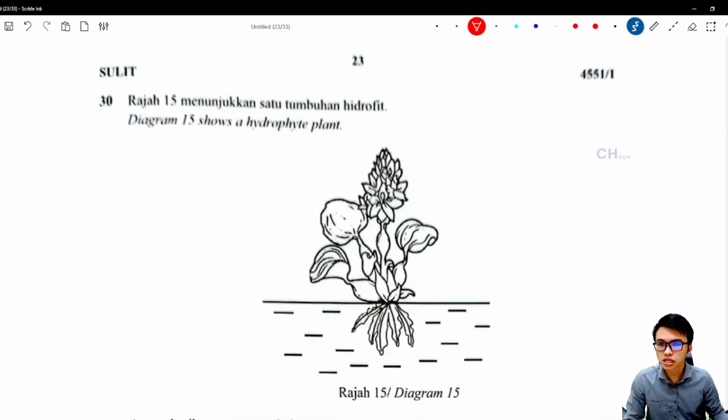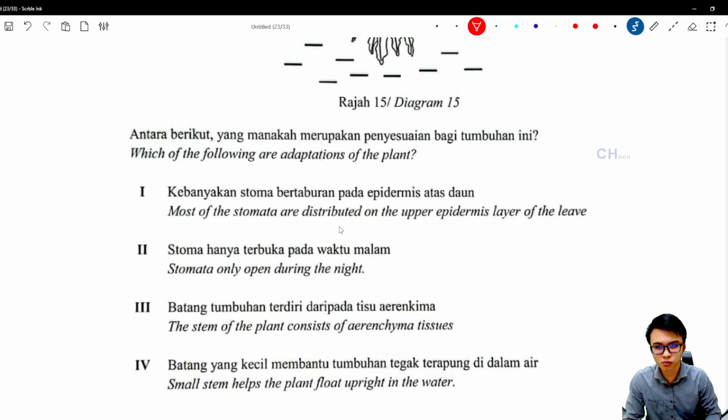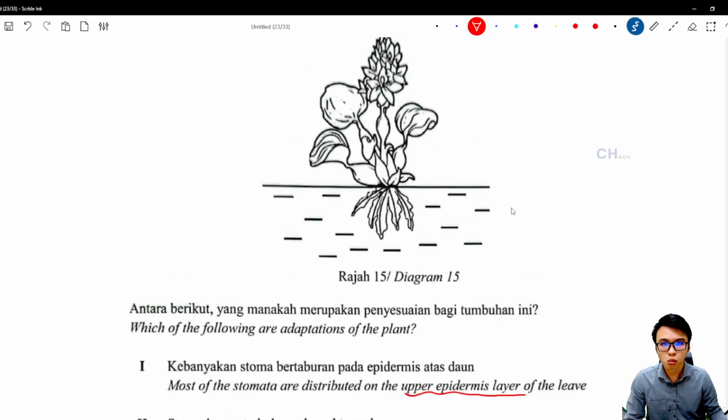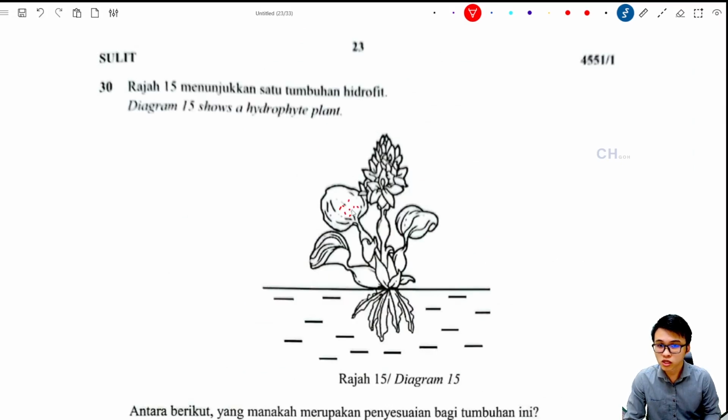Question 30, diagram 15 shows the hydrophytes. Hydrophytes means they are living in the water or floating on the water. So which of the following are the adaptations of the plants? Now, the answer here should be that most of the stomata are distributed on the upper epidermis layer of the leaf. Why do they put their stomata on the surface? Don't they worry about losing too much water?